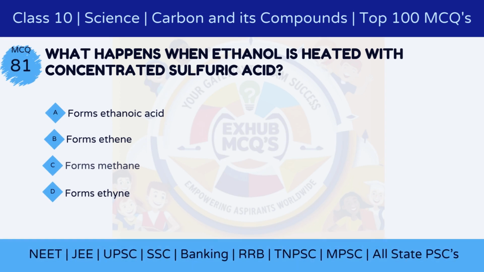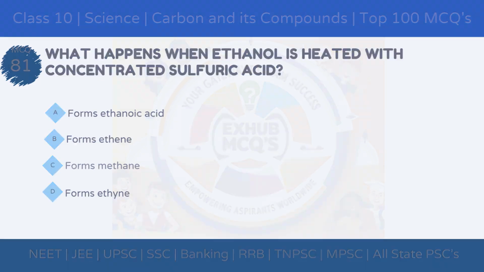MCQ 81. What happens when ethanol is heated with concentrated sulfuric acid? Option A, forms ethanoic acid. Option B, forms ethene. Option C, forms methane. Option D, forms ethyne.